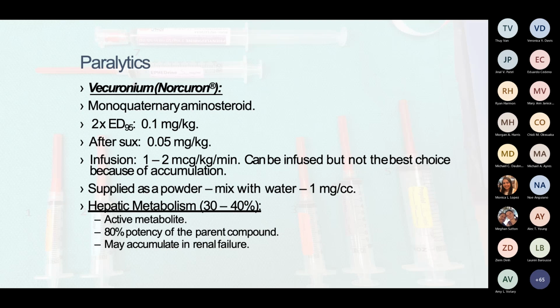One of the issues you run into is it tends to have active metabolites. So if you've got somebody that's got renal failure, you may see that it sticks around a little bit longer. As far as duration of action with vec, it's pretty reliable, and you'll see some people tend to use that over rocuronium for that reason. You generally get about 30 to 45 minutes with a full-strength induction dose of vec.